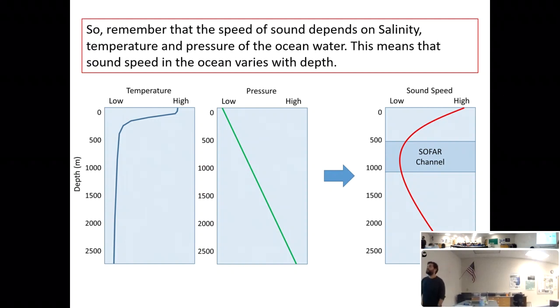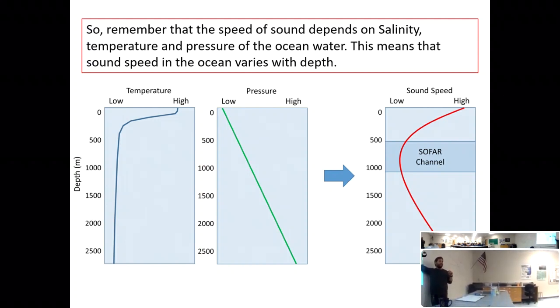And remember that the speed of sound actually is affected by some things like temperature, pressure, salinity. They all affect things. And what's kind of cool is that there's a very certain depth in the ocean that sound waves will travel the furthest. And that depth range is actually called, appropriately abbreviated, SOFAR.